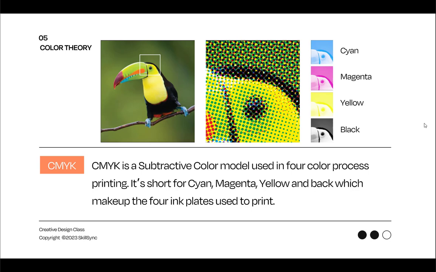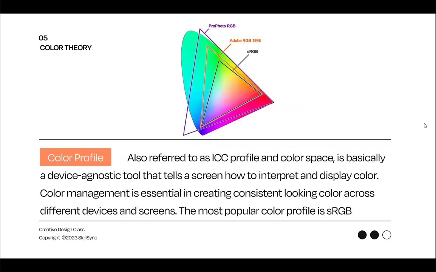CMYK is a subtractive color model used in 4-color process printing. It's short for cyan, magenta, yellow, and black. The K is black, which makes up the 4 ink plates used to print.